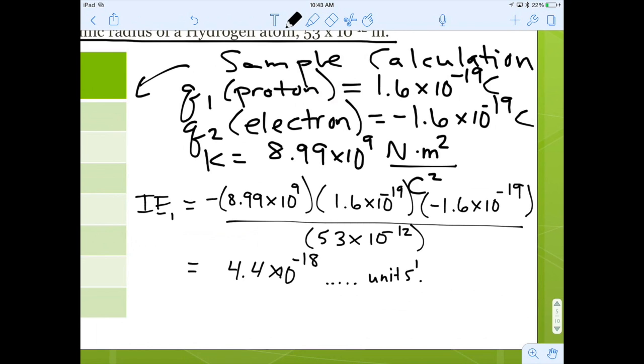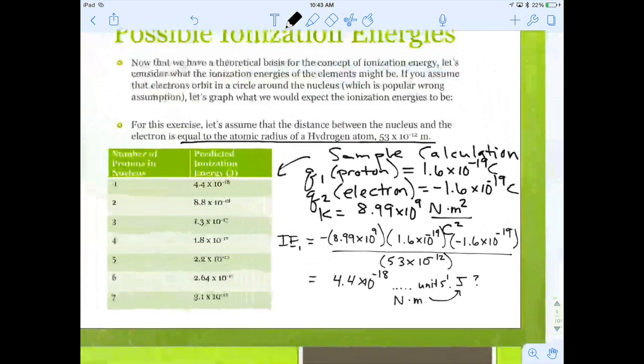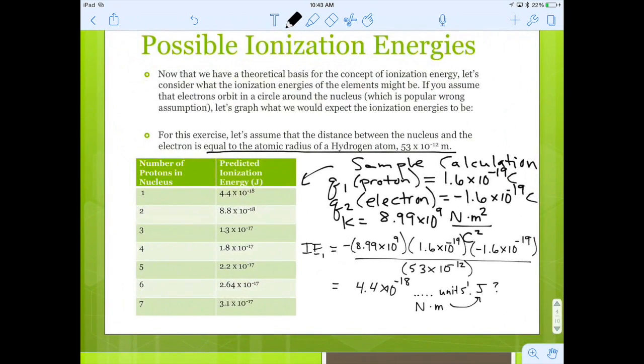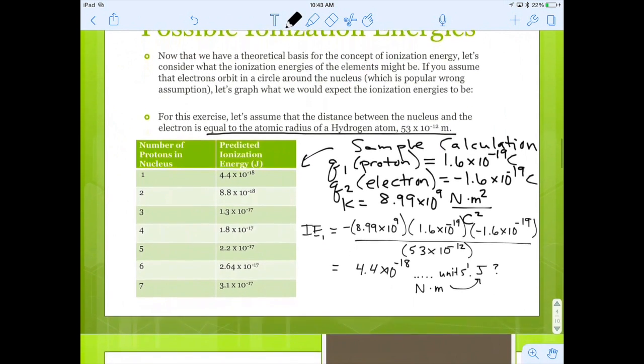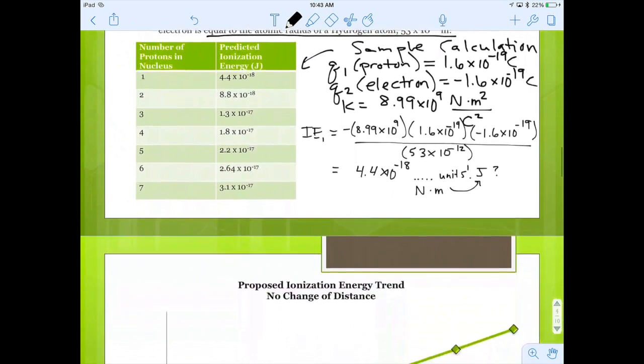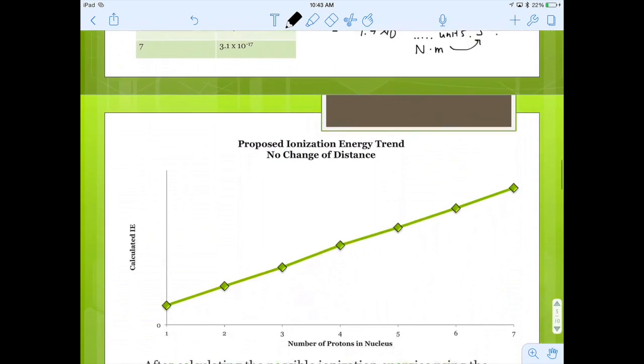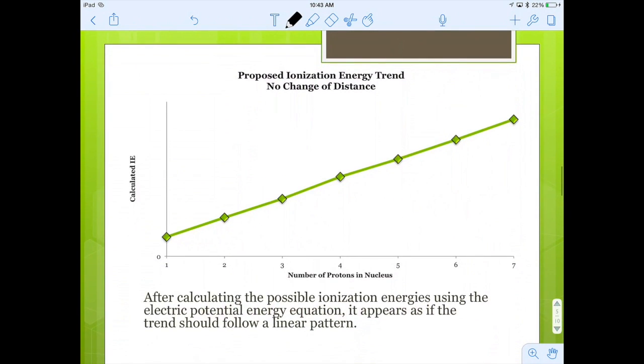If we check all the pieces, our constant K has newtons times meters squared over coulombs squared, and our two charges have coulombs, and our bottom has meters. So what we'll end up having is newton meters, which is a joule, which is exactly what we want because that's an energy unit. So if we calculate all of our proposed ionization energies, they're going to end up looking like a line. They're going to have a linear relationship.